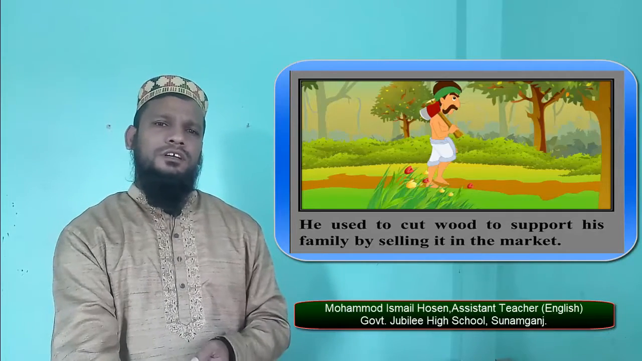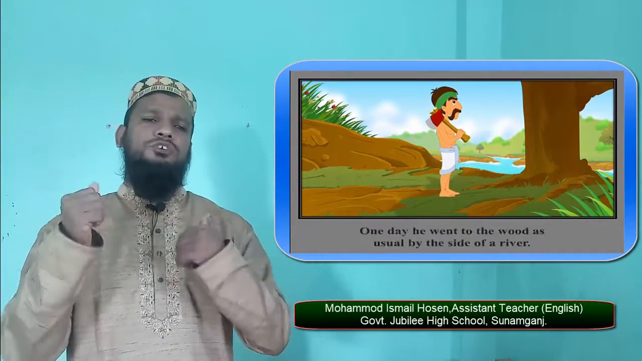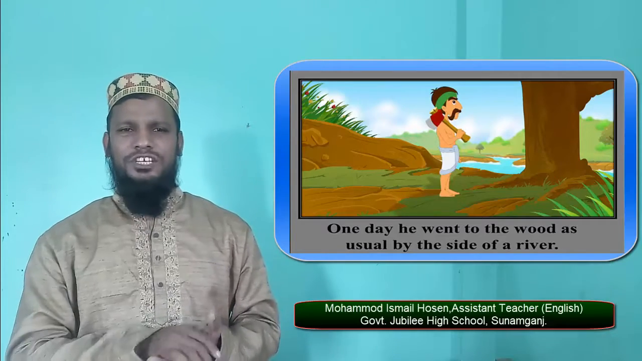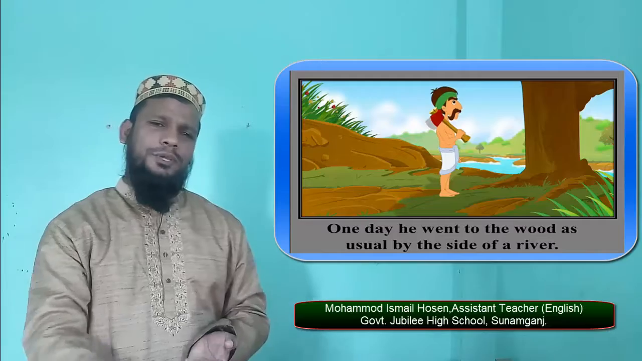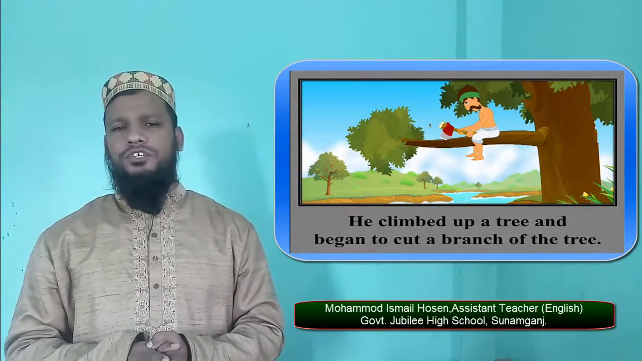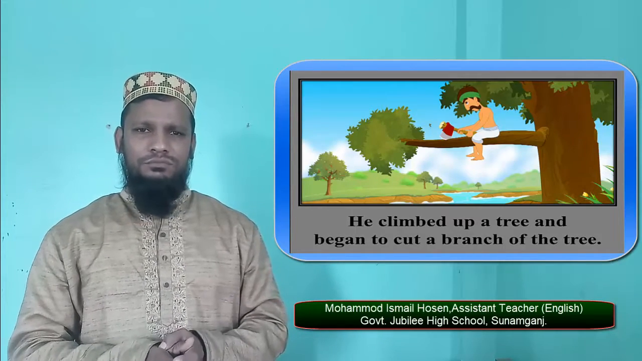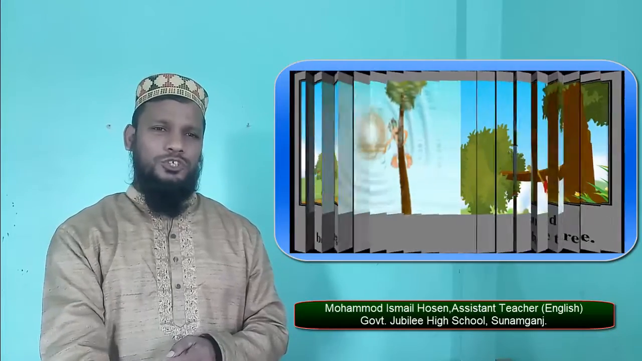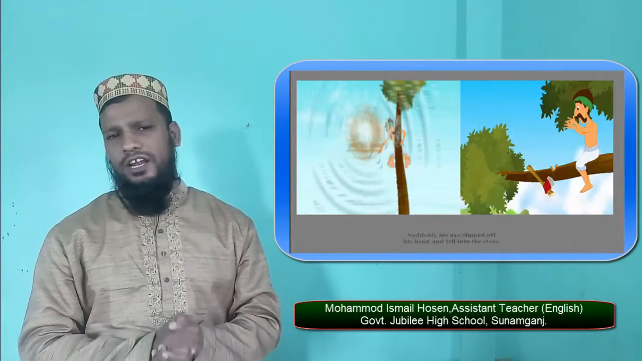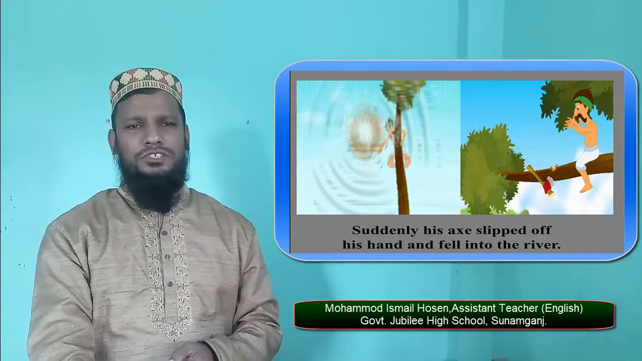Then, in the picture you can see, one day he went to the wood as usual by the side of a river. And what can you see now in the picture? Yes, you can see that he climbed up a tree and began to cut branches of the tree. Then, what can you see? Unfortunately, suddenly his axe slipped off his hand and fell into the river. Yes, you can see this.